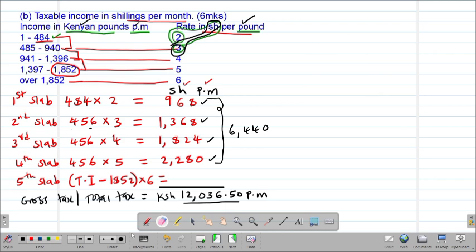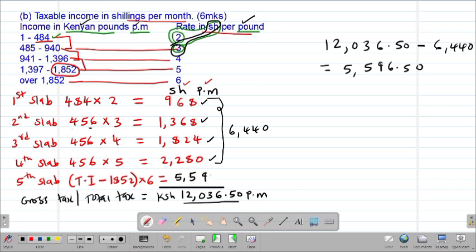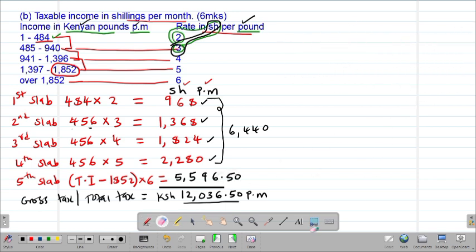So to get that difference, we're going to take 12,036 shillings and 50 cents, then subtract 6,440 shillings. You find this difference on your calculator. Your calculator should give you 5,596 and 50 cents. So the remaining amount here is 5,596 and 50 cents. The purpose of getting that particular amount is to help us solve for the value of the taxable income.